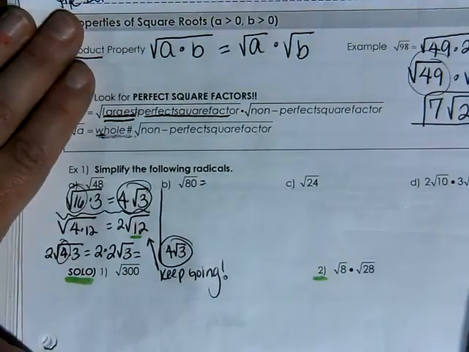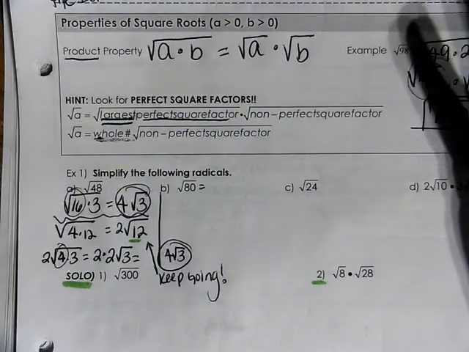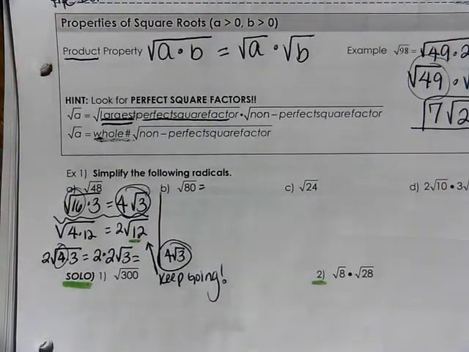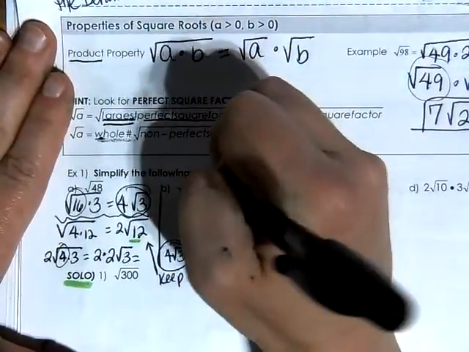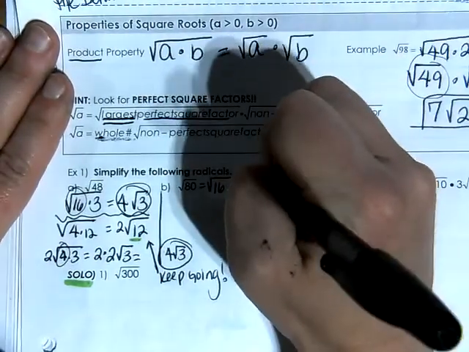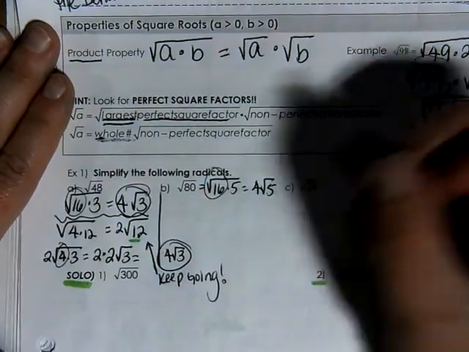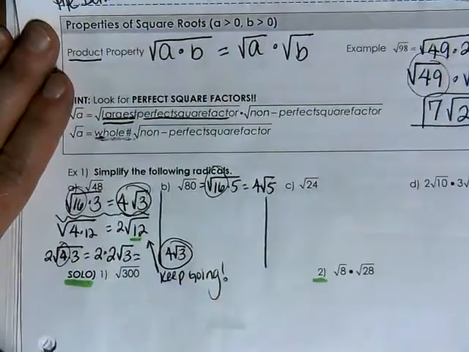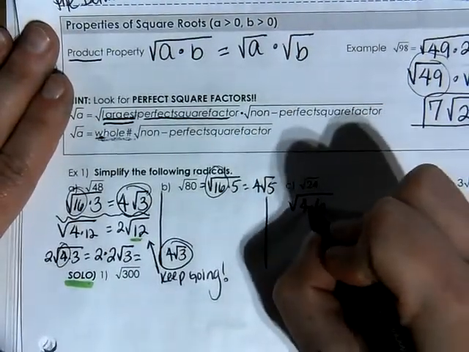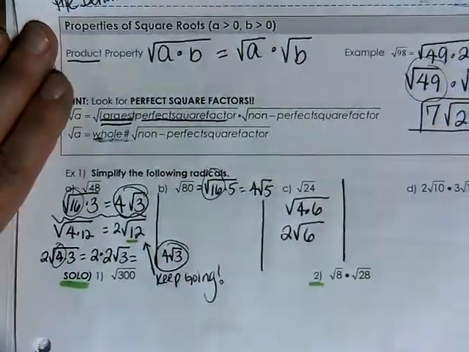Same thing goes with the number 80. Whenever I think of 80, I always think of 8 and 10, but 8's not a perfect square factor. I also know that 4 can go into it. But in reality, 16 is the biggest perfect square factor. So I'm going to take the square root of 16 times 5, and that answer is going to be 4 times the square root of 5, because the square root of 16 is 4. Next, 24. I know that 4 is the biggest perfect square that can go into 24. So that's 4 times 6. And the square root of 4 is 2. So this is 2 square roots of 6.